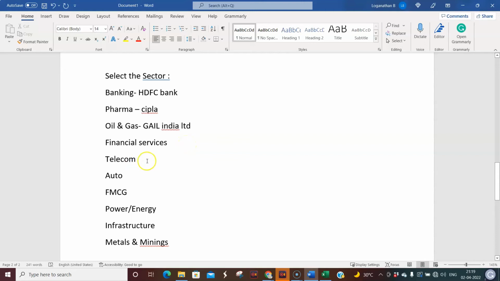In the same way, for telecom you have Reliance Communication, Tata Communications, Bharti Airtel, right? So you can do the company's financial model for Airtel, and for Reliance Communication, and Tata Teleservices. Then you have the auto sector. In the auto sector, we have Mahindra, and you have Tata Motors. So these are the companies that you can select within the auto sector.